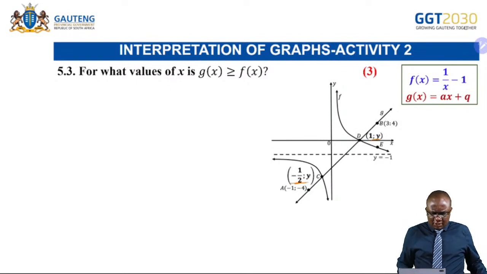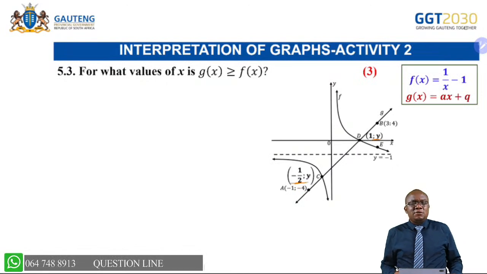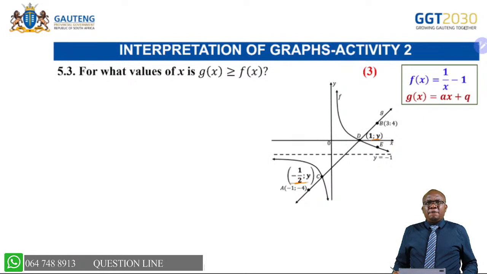Okay, let me go back a bit. They said x. Okay, so now that is enough. Okay, the x values is enough. For which values of x is g of x greater than f of x? Where is g of x above? Above what? Above f of x.